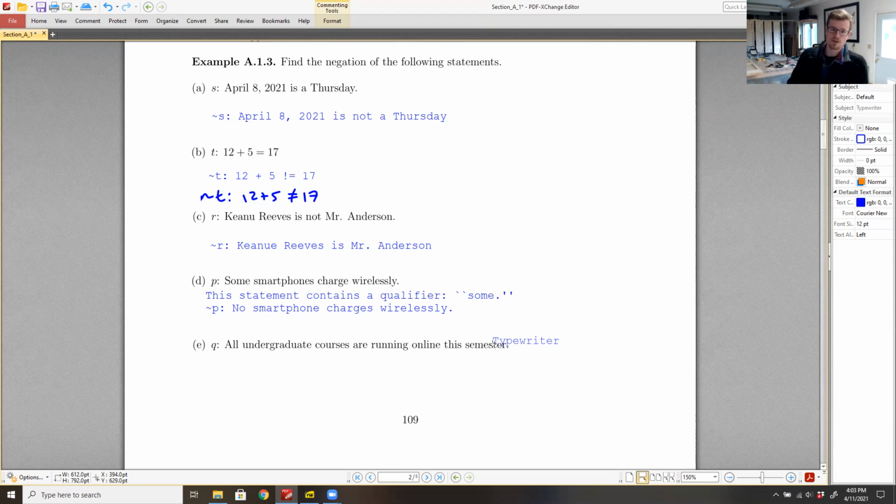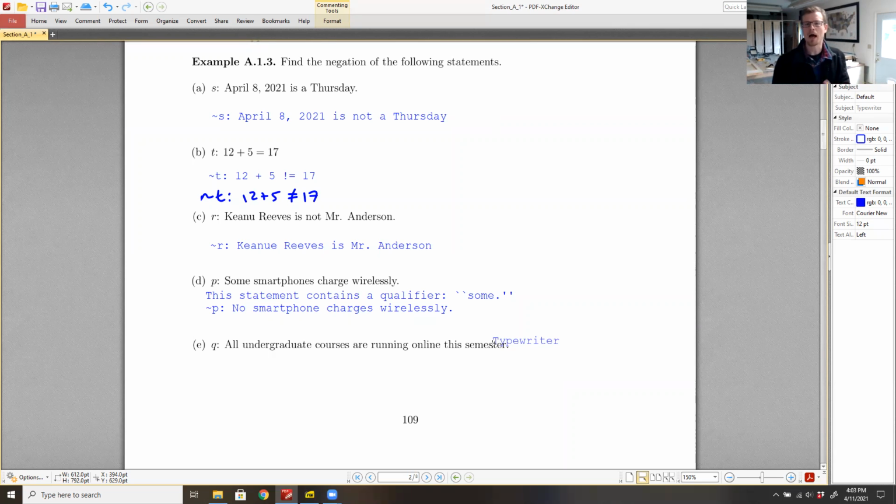So some smartphones charge wirelessly. That is in fact true. I used to have one. I downgraded. Mine doesn't anymore. But the negation of this would have to make it a false statement. So if we know that some do, to make it false, we would have to say that all do not charge wirelessly. Okay, so the negation of some is all, right?